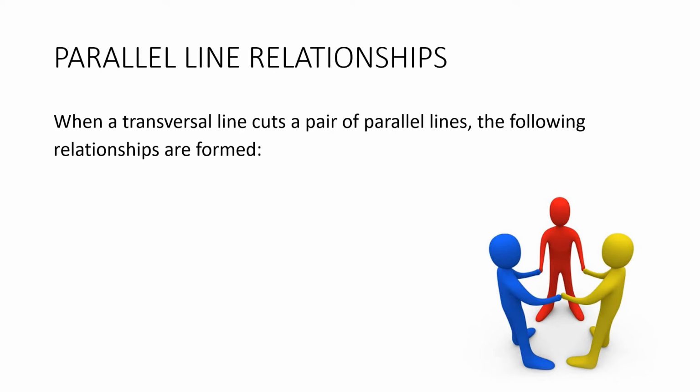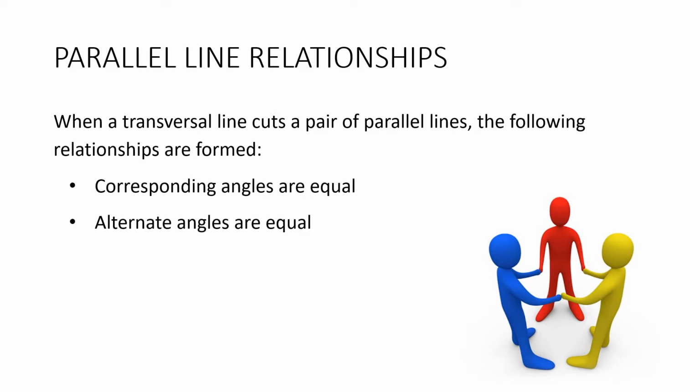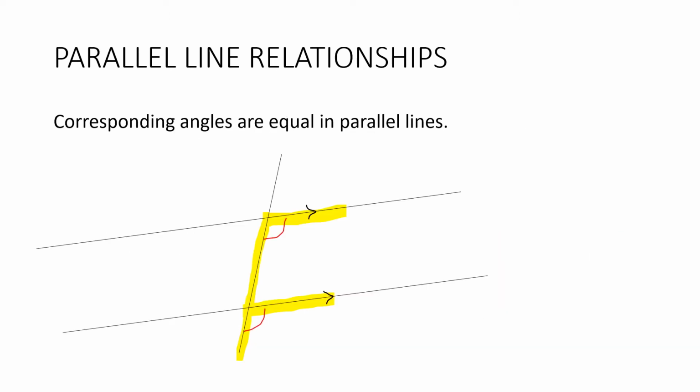When a transversal line cuts a pair of parallel lines, the following relationships are formed. Corresponding angles are equal, alternate angles are equal, and co-interior angles are supplementary. And this is what they look like.